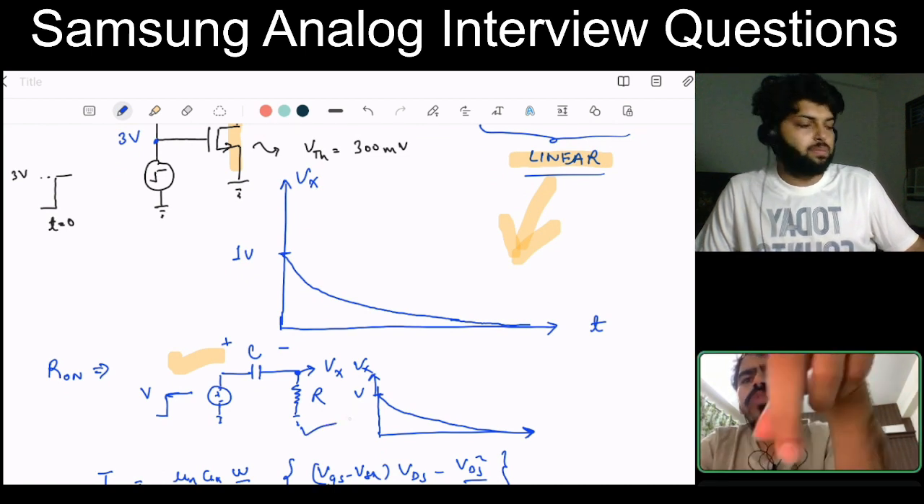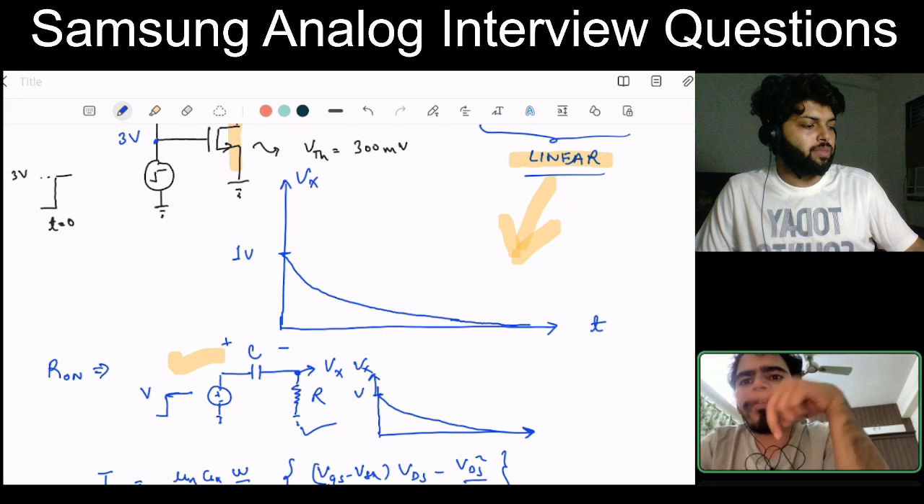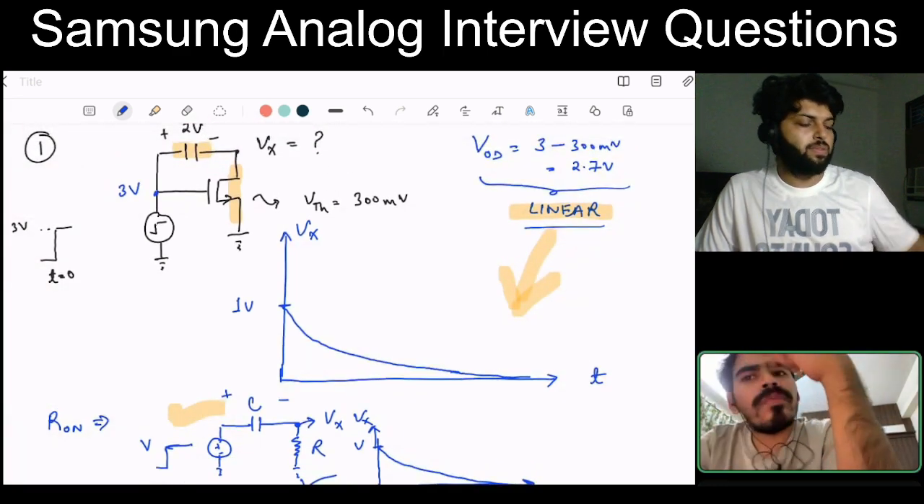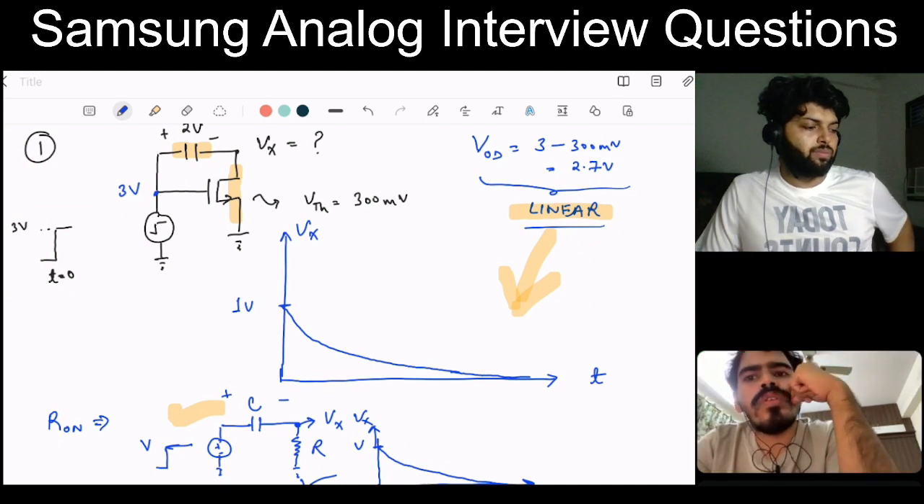And one thing, Shashank asked why it is not a short circuit. If this were a short circuit, that means the current would be infinite at that time, which means R on would become zero.